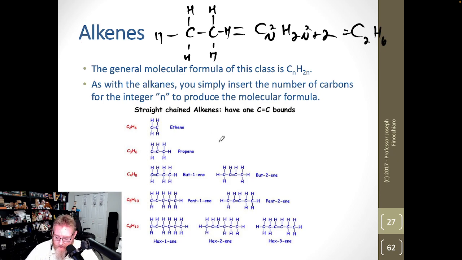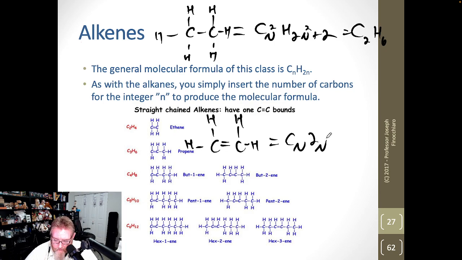Now, we have this. Look at this. CnH2n. How many carbons do we have? 2. How many hydrogens do we have? 4. We went from plus 2 to neutral. And then we can count: 1, 2, 3, 4. 4.